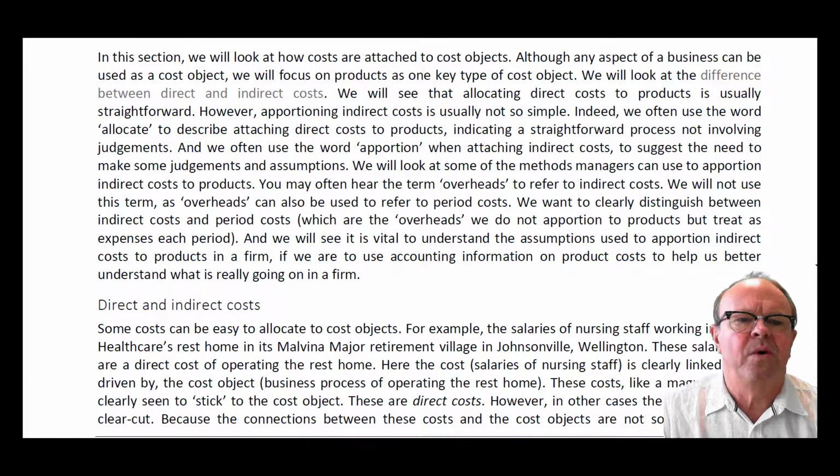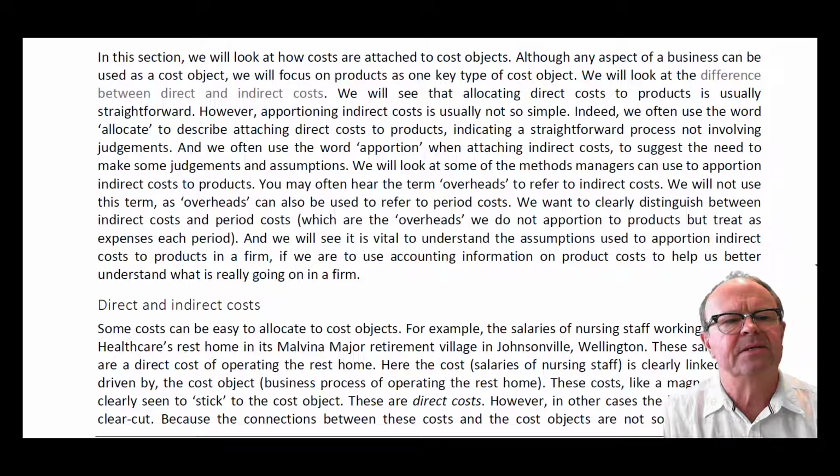In this section, we will look at how costs are attached to cost objects. Although any aspect of a business can be used as a cost object, we will focus on products as one key type of cost object. We will look at the difference between direct and indirect costs. We will see that allocating direct costs to products is usually straightforward. However, apportioning indirect costs is usually not so simple.